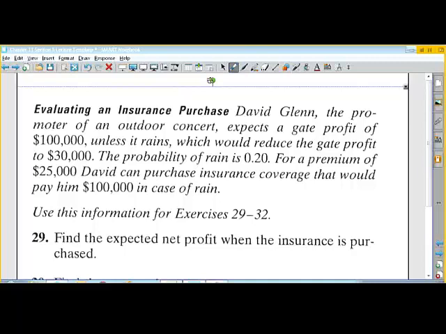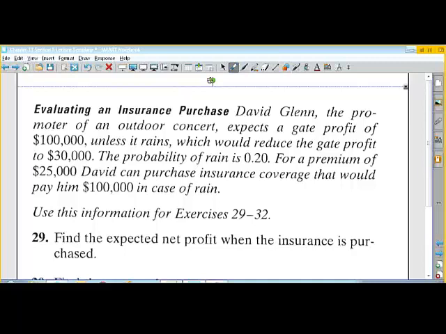I don't know. Okay, so the promoter expects $100,000 in revenue unless it rains, which reduces the profit down to $30,000. Not many people want to go to an outdoor concert where it's raining. You look at the probability of rain based on 100 years of data for that particular day, and you find out the probability of rain is 20%.